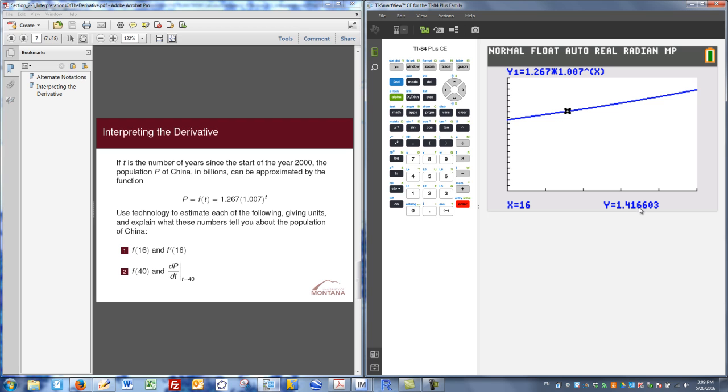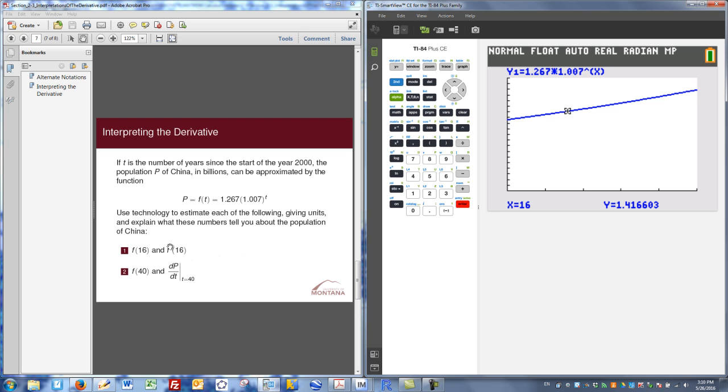So I'm just going to talk through this one rather than write it out. Let's talk about what f of 16 means. This is f of 16, the function evaluated at 16, and what we get is 1.416603, and that's the population P of China in billions 16 years after 2000. So that's what we'd expect at the start of 2016, that this model predicts as China's population: 1.416603 billion people. So that's what f of 16 means.